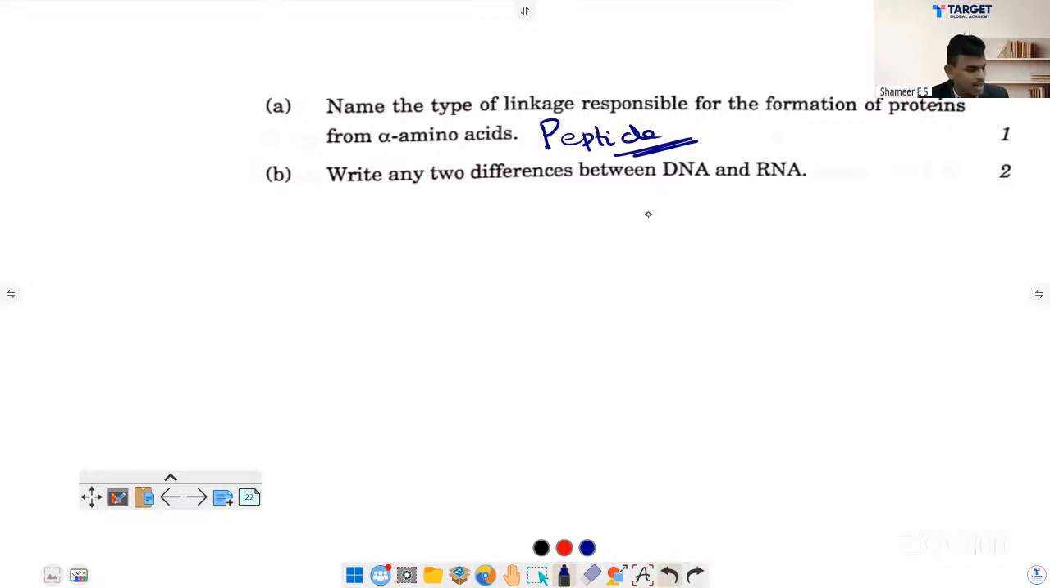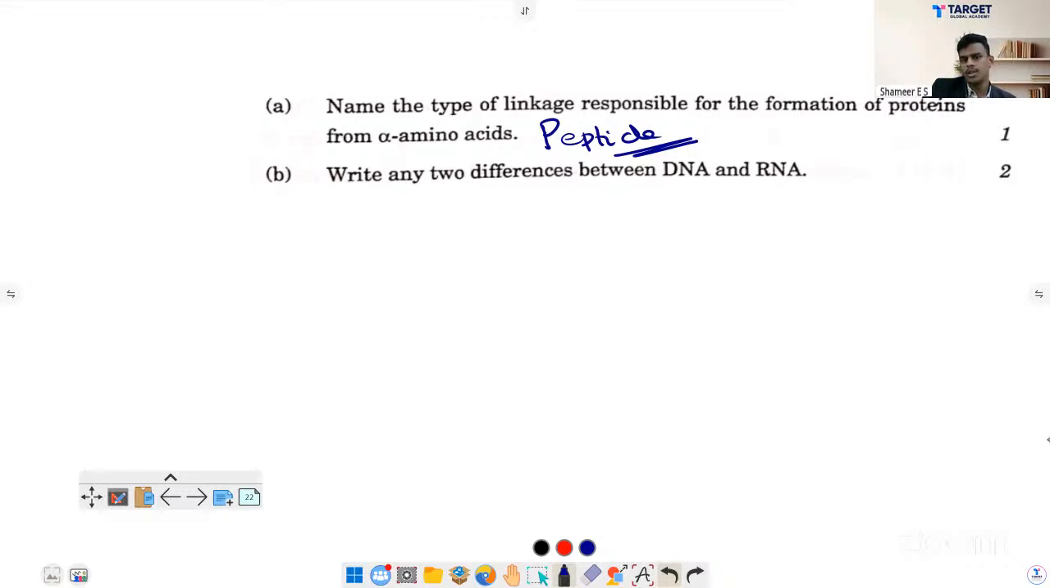DNA is a double-stranded alpha helix structure. RNA is single-stranded. In DNA, uracil is absent, thymine is present. In RNA, uracil is present, but thymine is absent. RNA is genetic material in viruses and viroids, but DNA is genetic material in eukaryotes. You can write many differences, like ribose sugar is used in RNA. Deoxyribose sugar is used in DNA.